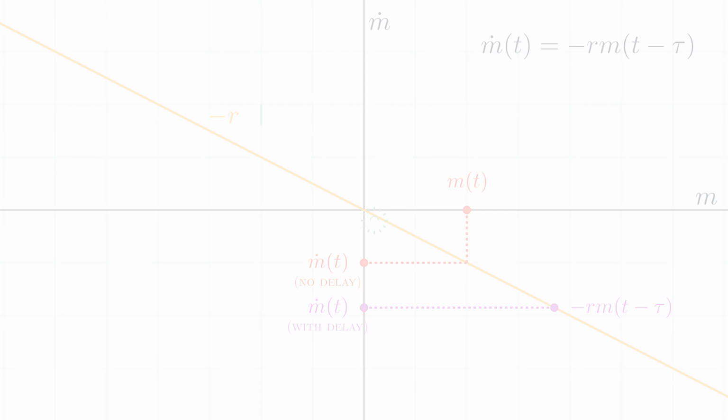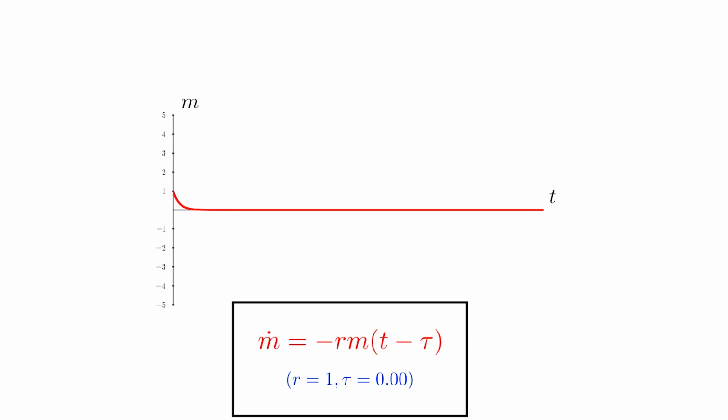So based on the phase portrait of m dot as a function of m, we argued that the approach to the final state could be monotonic or it could be oscillatory. So let's now look at the behavior of m as a function of t as we change the time delay. For no time delay, we just have pure exponential decay.